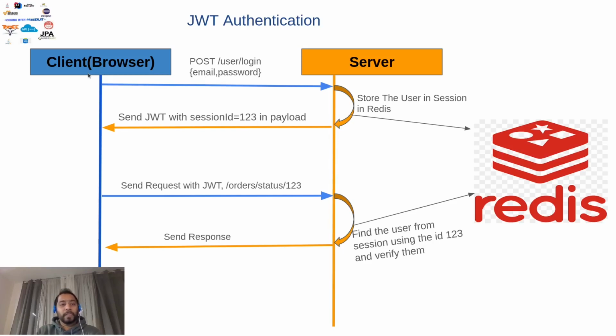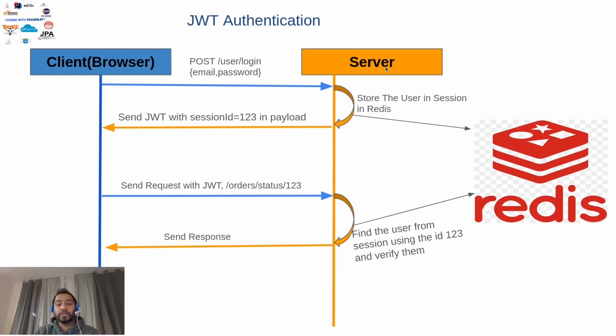So here the user, that is the browser, is trying to log into the system using email and password. So user information, that is email and password, is sent to the server. Now what will the server do? The server will validate the user, and it will create the session and put the session in Redis. So now here we are introducing another component, that is Redis.